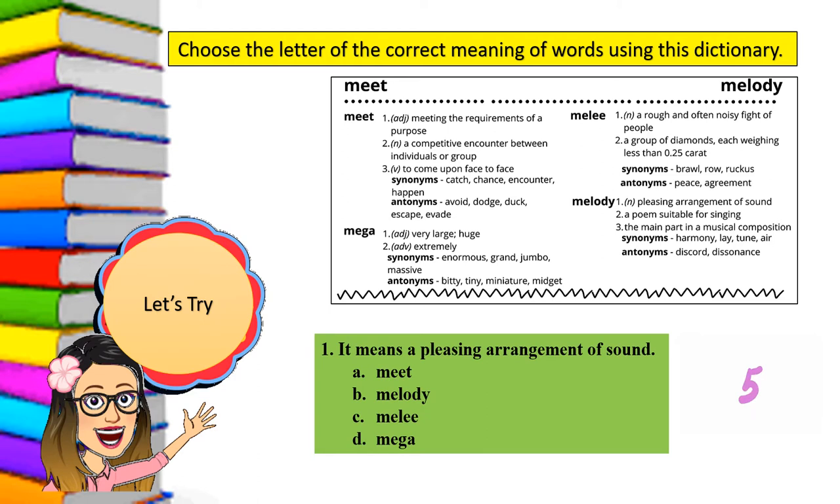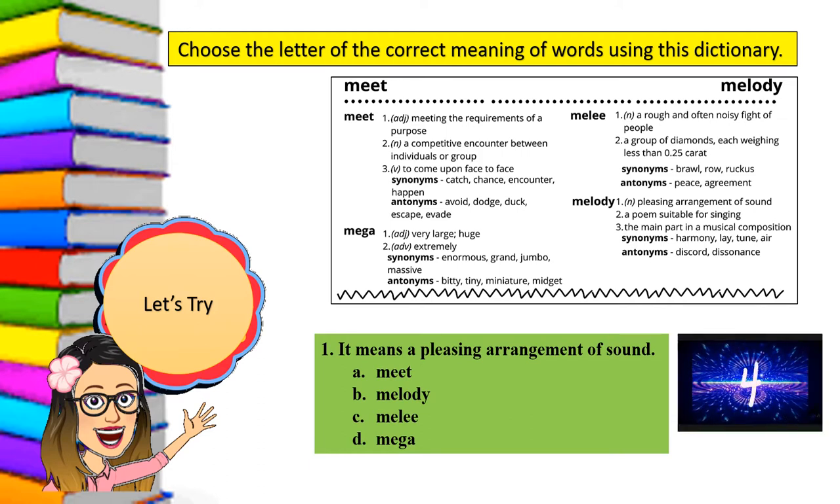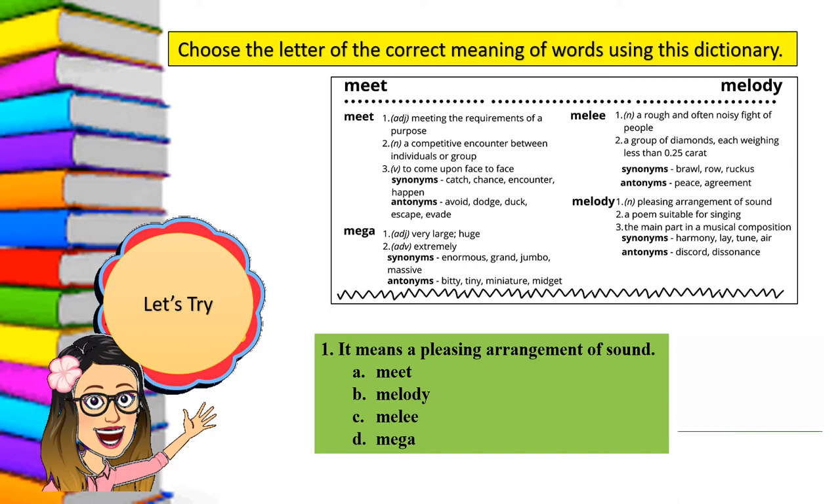Let's have this activity. Choose the letter of the correct meaning of words using this dictionary page. Number 1. It means a pleasing arrangement of sound. A. Neat. B. Melody, C. Melody, D. Mega. The answer is letter B.